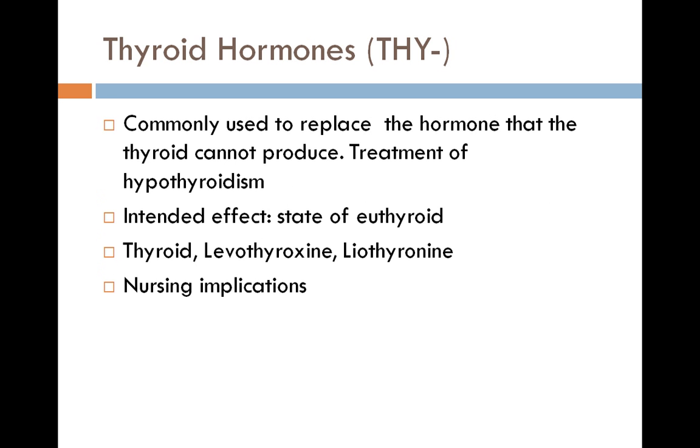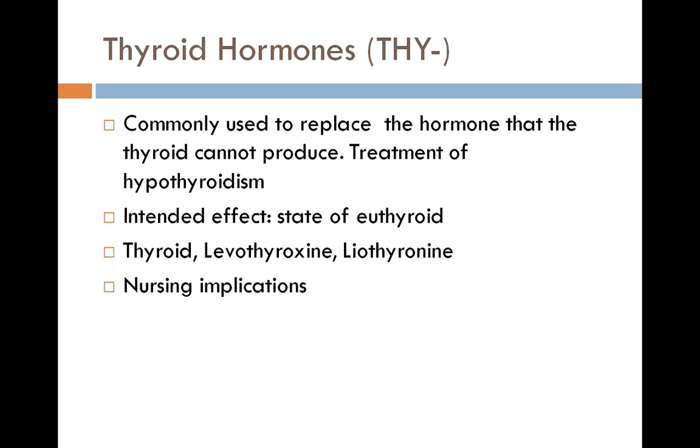With our thyroid hormones, they are commonly used to replace hormones that the thyroid can't produce. So we typically see thyroid hormones being used for the treatment of hypothyroidism. The intended effect is that the person is in a state of euthyroid, which means that they have normal thyroid levels.